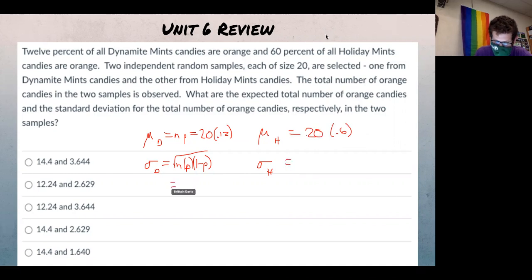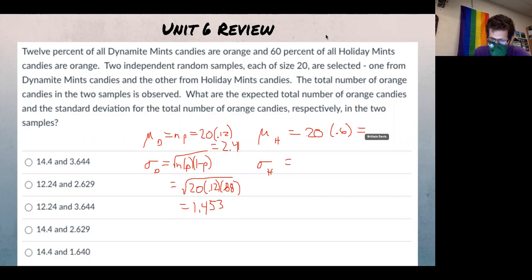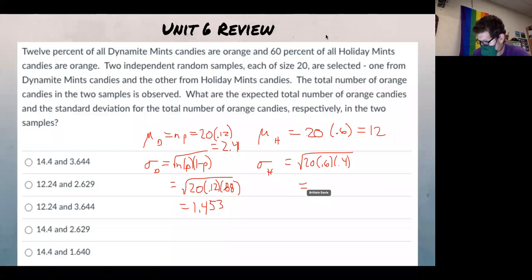And then whenever I plug in for this, it's going to be the square root of 20 times 0.12 times 0.88, and we'll get our answer, which is 1.453. And this will be 2.4. This is going to be 12 for our expected value, which is the mean. And then when we do the square root of 20 times 0.6 times 0.4, we will get 2.191.